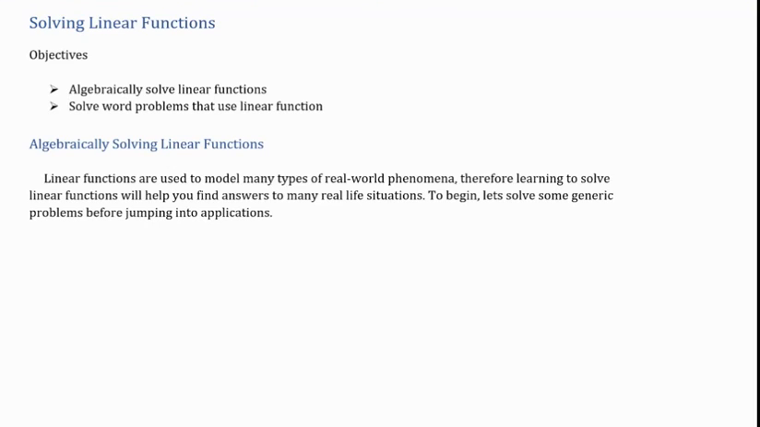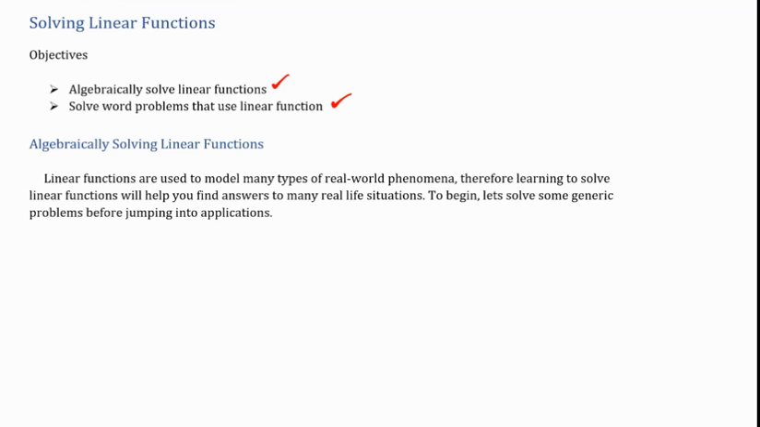This lesson is titled Solving Linear Functions. Our objectives are to algebraically solve linear functions and to solve word problems that use linear functions. Linear functions are used to model many types of real-world phenomena. Therefore, learning to solve linear functions will help you find answers to many real-life situations.